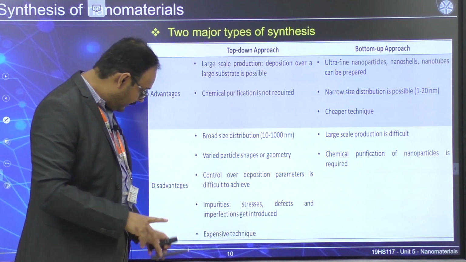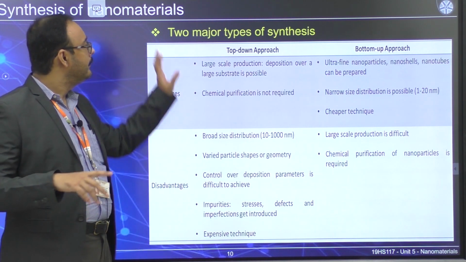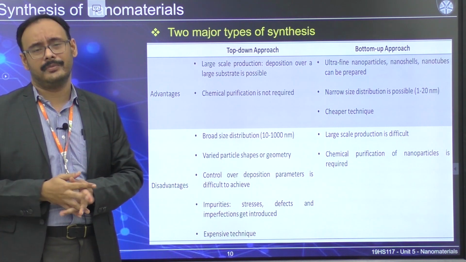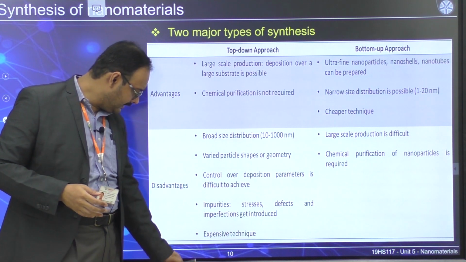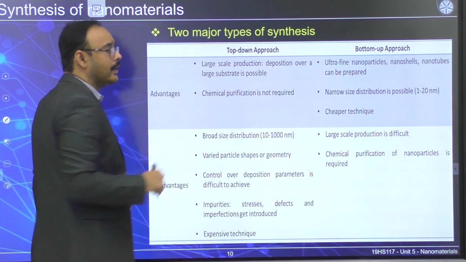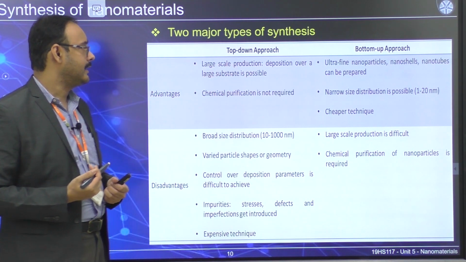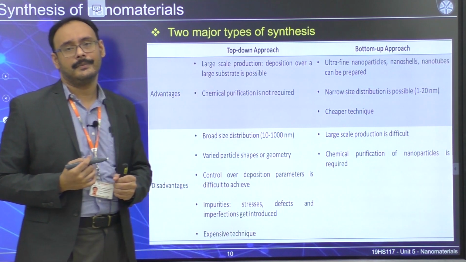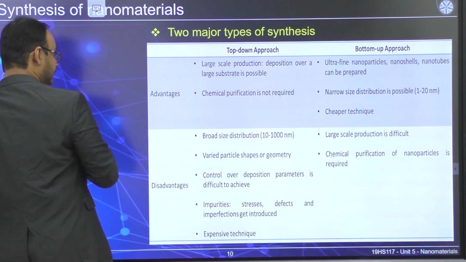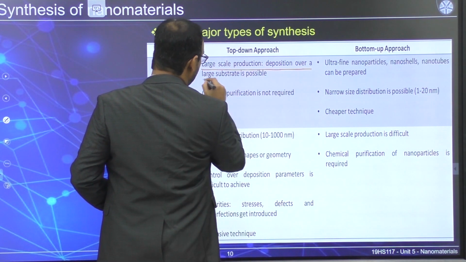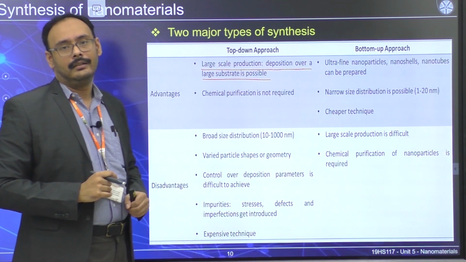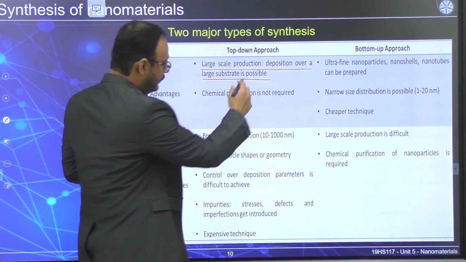So now let's talk about the advantages and disadvantages of top-down and bottom-up approach. I have explained certain procedures for top-down and bottom-up approach. As far as the synthesis is concerned, the advantage of top-down approach is large-scale production. You can synthesize in large scale. Okay, you can deposit over a large substrate. Now once we talk about this part, obviously that is going to be a disadvantage for bottom-up approach, right? So which you can correlate here.